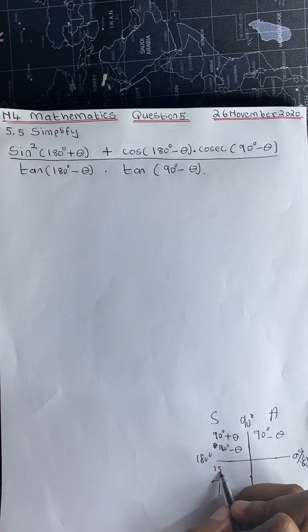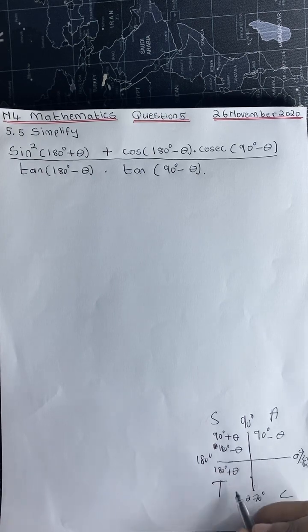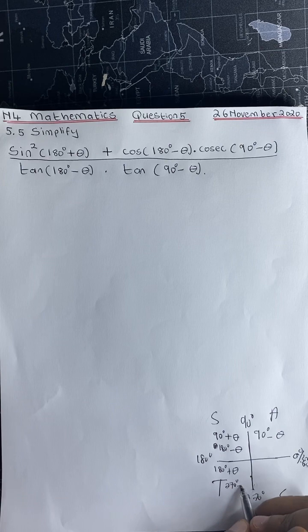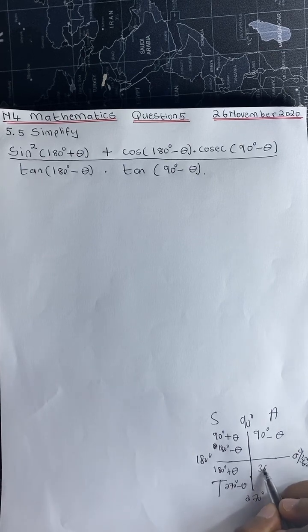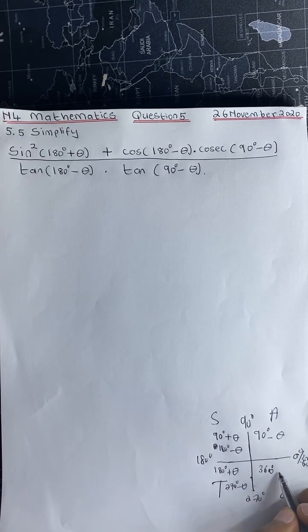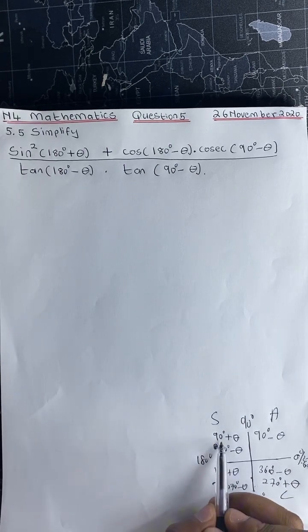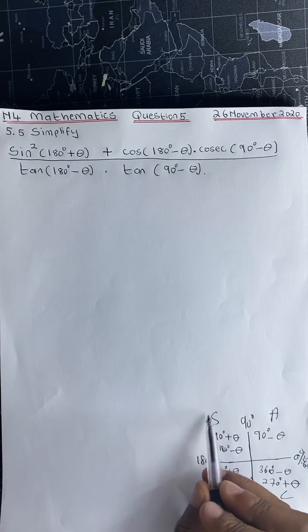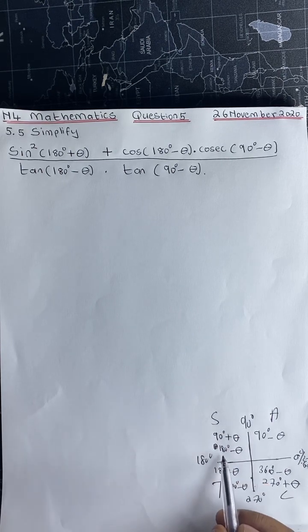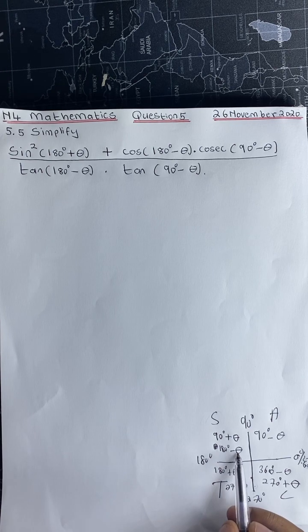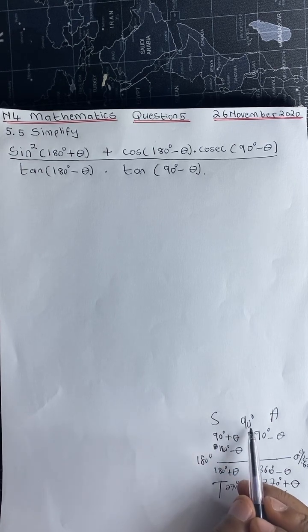The rest will be negative. So this side we have 180 degrees plus theta and 270 degrees minus theta, 360 degrees minus theta, and 270 degrees plus theta. So if anything has 90 degrees plus theta and it's not sine, it will be negative. If it has 180 degrees minus theta and it's not sine, it will be negative.